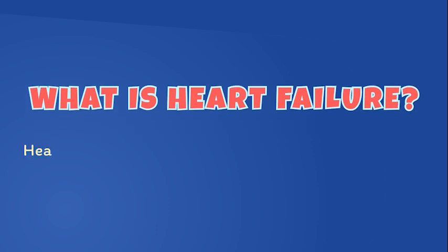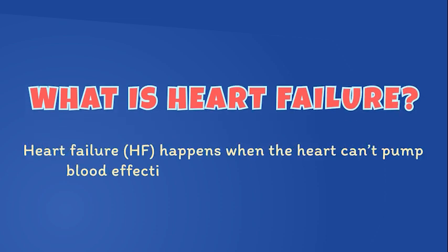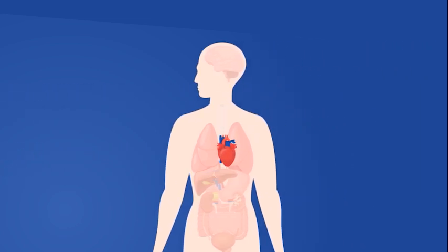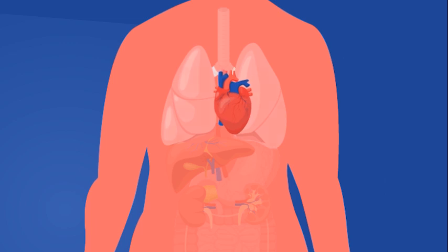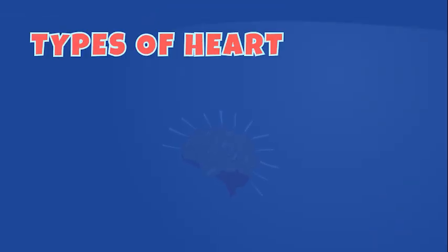Alright, let's start with the basics. What exactly is heart failure? Heart failure happens when the heart can't pump blood effectively to meet the body's needs. So imagine your heart is a pump, right? If it gets weak or too stiff, it struggles to push blood forward, causing a backup of fluid in the lungs or body. So there are two types of heart failure.